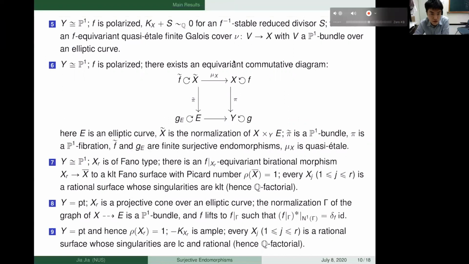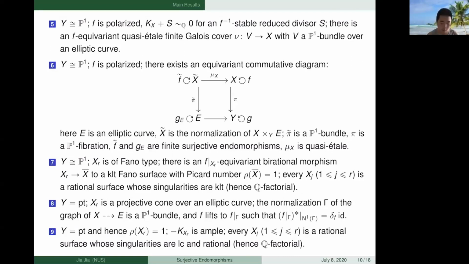Your x tilde, your v in 5 is your x tilde in 6. And your E is the elliptic curve. Pi tilde is also P1 bundle. So what's the difference? I divide this into 2 cases because they come from different reasons. But the results are the same, right? Because both are P1 bundles. For case 5 you have S, but in case 6 you don't have S, right? Yeah, correct.